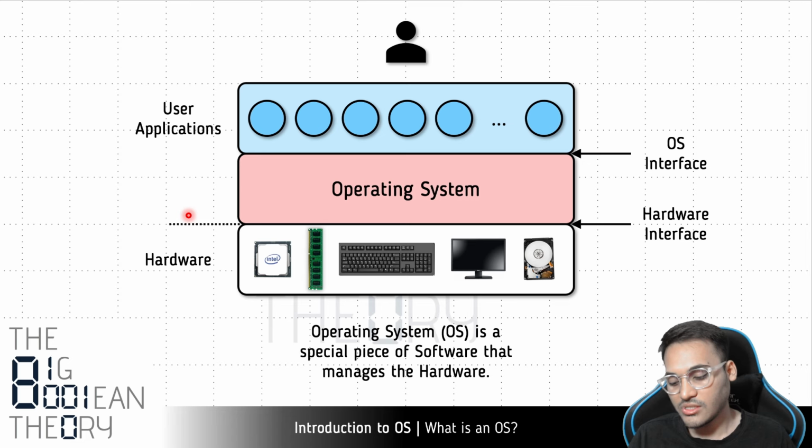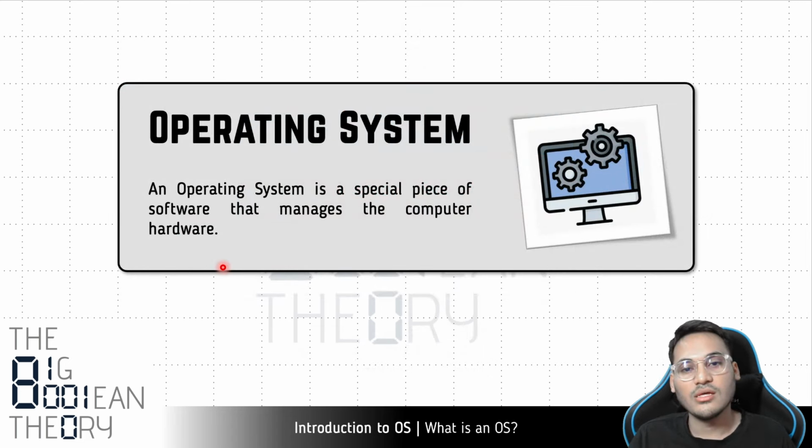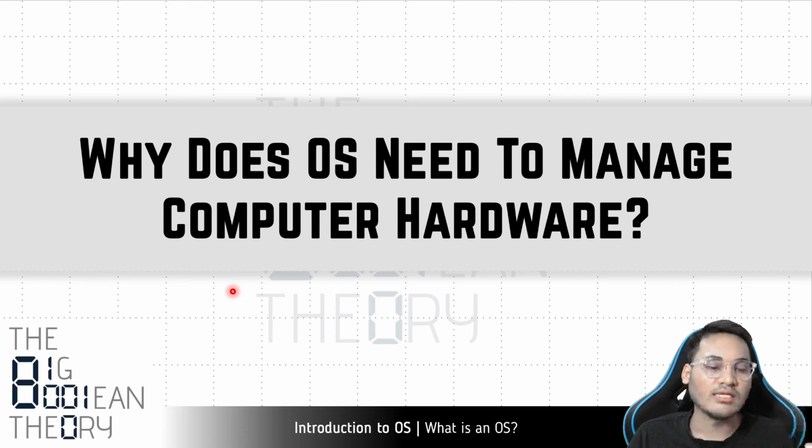So we have a definition for operating system, that is it's a special piece of software that manages the computer hardware. Now, before we talk about how the operating system manages the computer hardware, we need to understand why the operating system needs to manage the computer hardware in the first place. So let us understand some of the reasons why the operating system needs to manage the computer hardware.